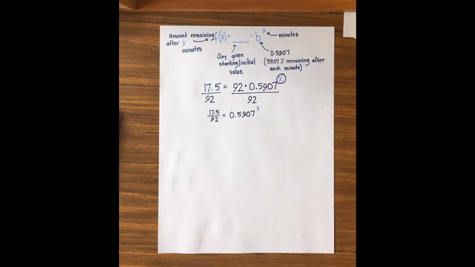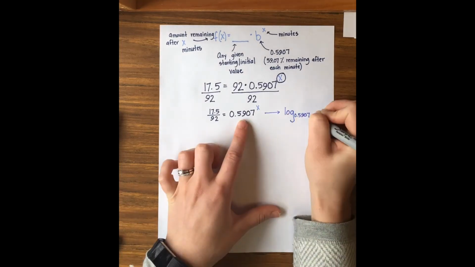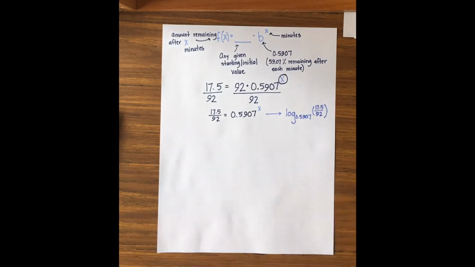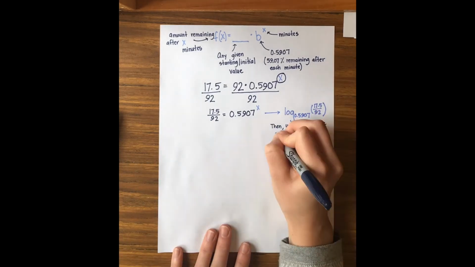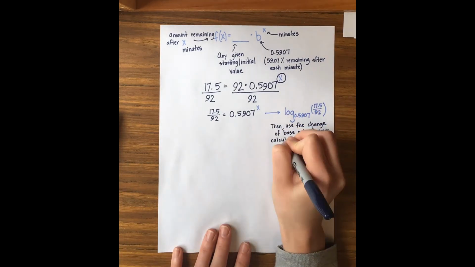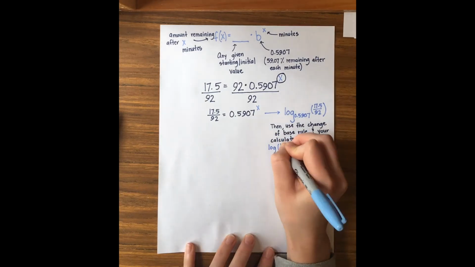Converting to log form means that the number 0.5907 will become the base of your log, and you will be taking the log of the fraction on that other side. Use the change of base formula in order to put this in your calculator and find the decimal approximation for x.